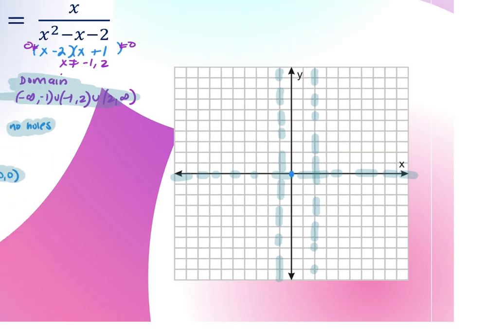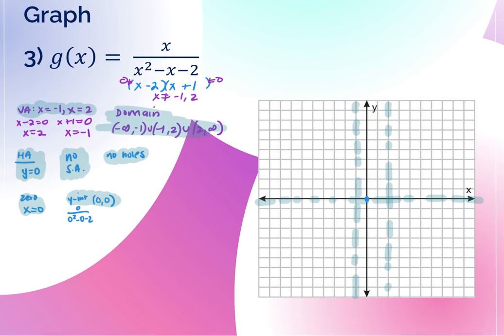Okay, so now I'm going to type that into my graphing utility. So x divided by, open my parentheses, x squared minus x minus 2. And I hit graph. And that's what it looks like.